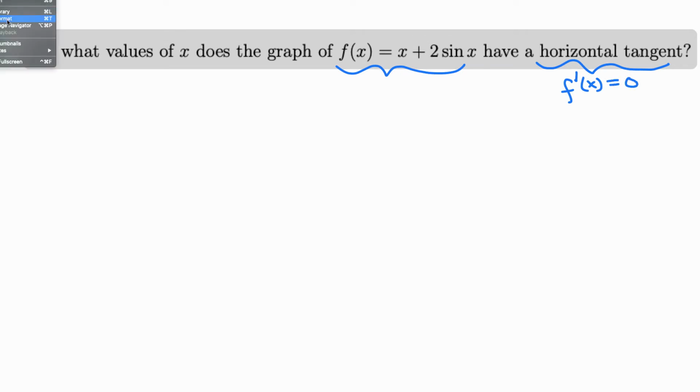Okay, so what we need to do here is just find the derivative and solve for x. Okay, so what is the derivative here? We got x plus 2 sine x, so two terms. Derivative of x is 1 plus 2 times derivative of sine is cosine, so 2 cosine x.